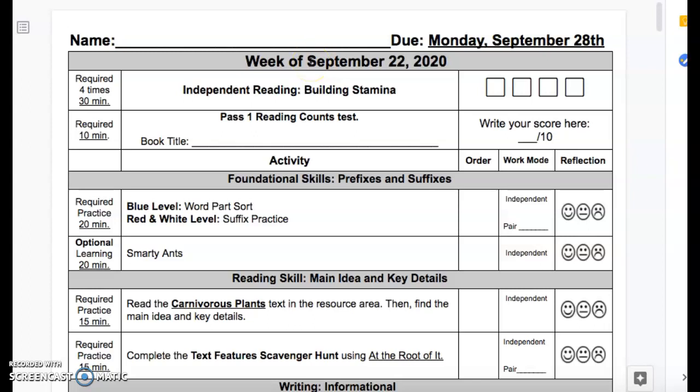That will be starting on a Tuesday, and then it will be due the following week on Monday. So you have an entire week to work on it. Please make sure your name is at the top.